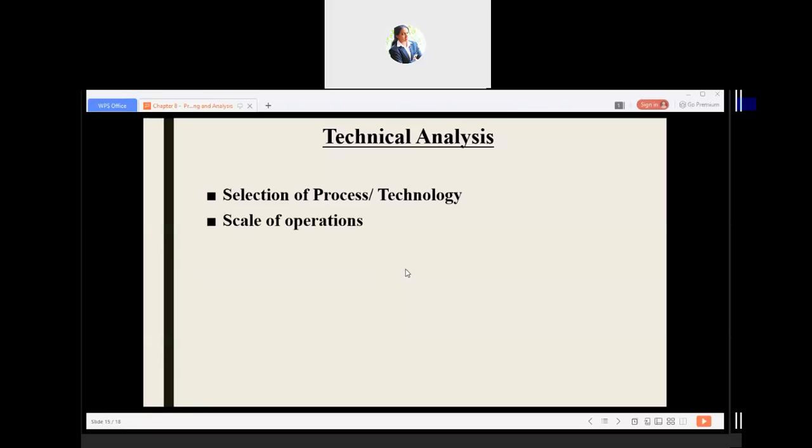The next one is scale of operation. Now, scale of operation is signified by the size of the plant. Now, the plant size mainly depends upon the market for the output of the project. The economic size of the plant usually varies from project to project. Now, the economic size of the plant for a given project can be arrived at by an analysis of capital and operating costs as a function of the plant size.